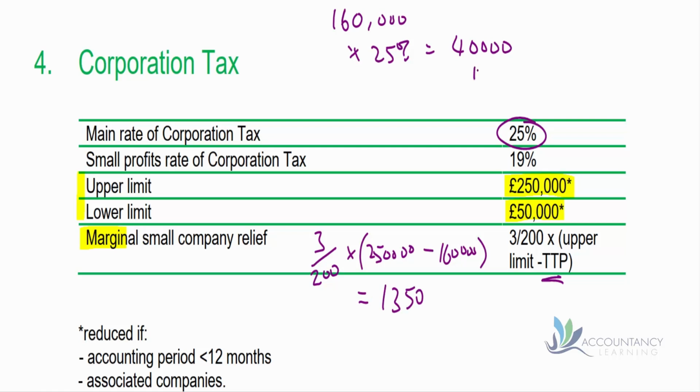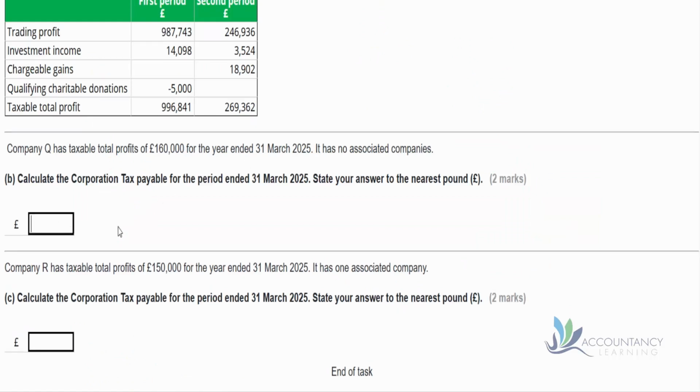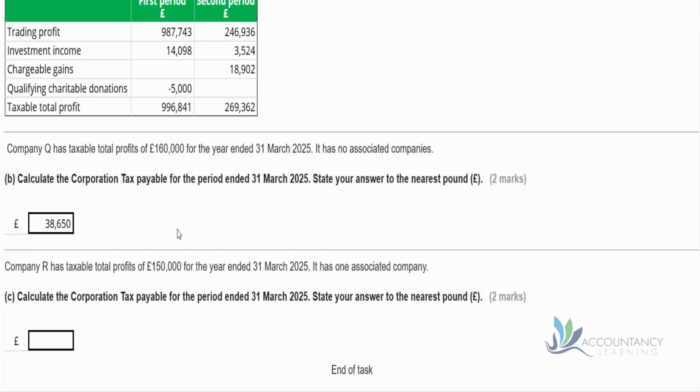So we can deduct that from the amount we calculated at the main rate. That means we've got corporation tax to pay of 38,650. Now notice, before we move on, that we've got some asterisks here. It tells us we would reduce if there were any associated companies. But in this question it said there was no associated company. So there's no need for us to do any reductions here. So our corporation tax for the period is 38,650 after deducting the marginal relief.